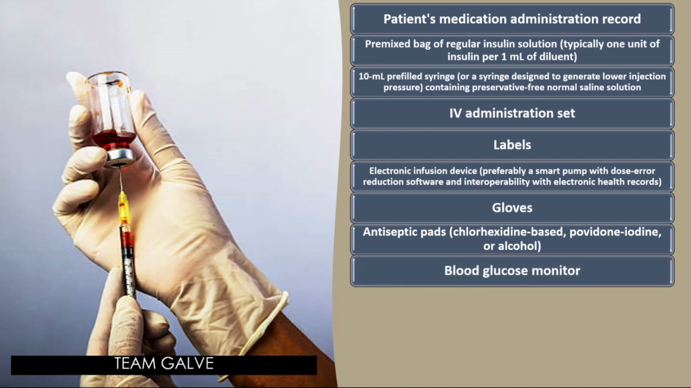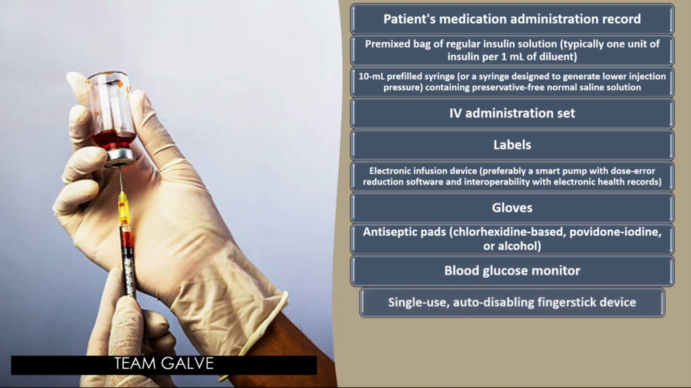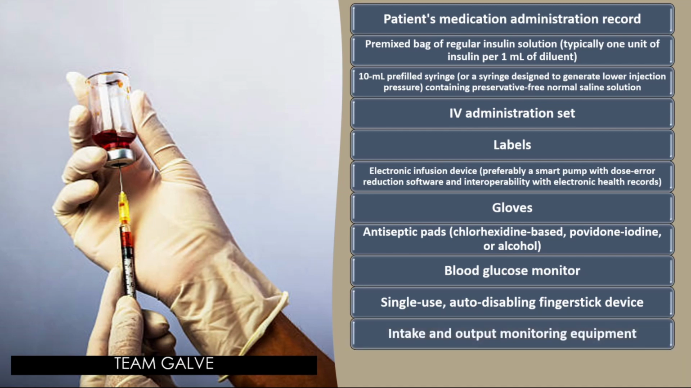Blood glucose monitor, very important. And your single-use auto-disabling finger stick device. Intake and output monitoring equipment. Okay? Intake and output, sa amin, meron kami ditong parang sheet na minomonitor namin yung I&O, every hour, ilan yung pumapasok na IV fluids or infusion or insulin sa pasyente. Kung may adjustments, makikita mo dun. Alright, once again, these are the equipment.